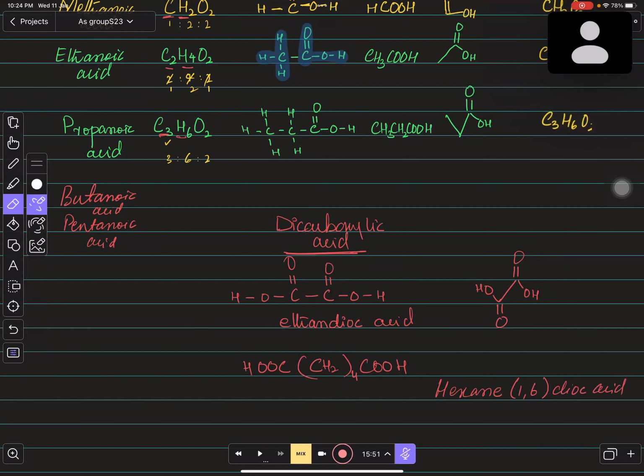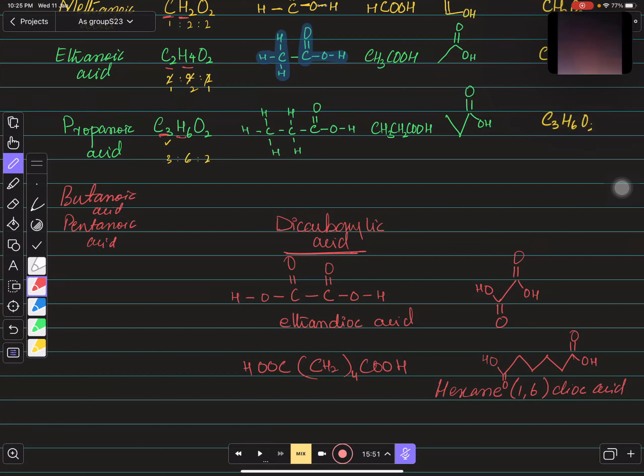Right. And if you want to draw the structure of this, it is like 1, 2, 3, 4, 5, 6. And on the 6th carbon, we have a carboxylic acid. And on the 1st carbon, we have a carboxylic acid. Yes, right, every one of you? These are some compounds related to the functional group carboxylic acid. Is that right, every one of you? Yes, sir. Any problem to any one of you?